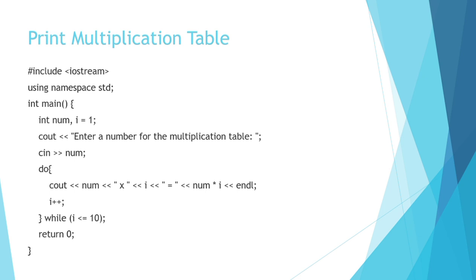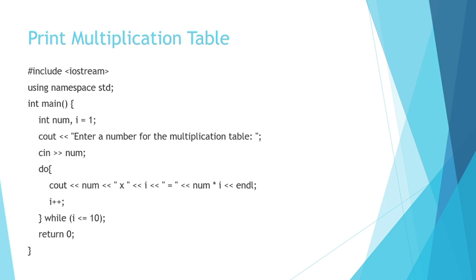Condition: while i is less than or equal to 10, this loop will continue executing as long as i is less than or equal to 10. The loop will run exactly 10 times. Initially, i is 1. After each iteration, i will be incremented by 1, using i++, and the loop will stop when i exceeds 10. Loop body.